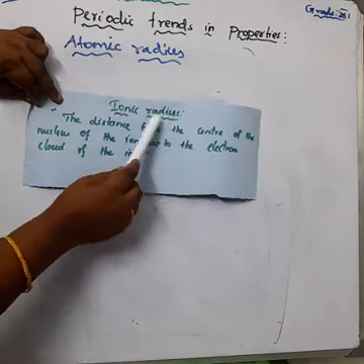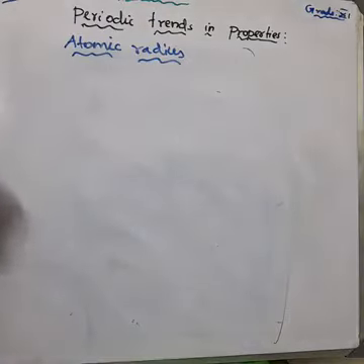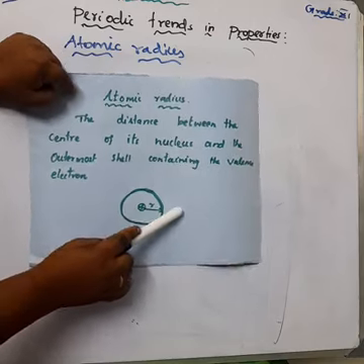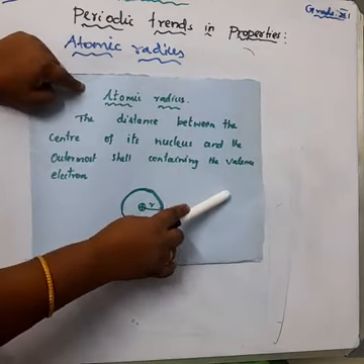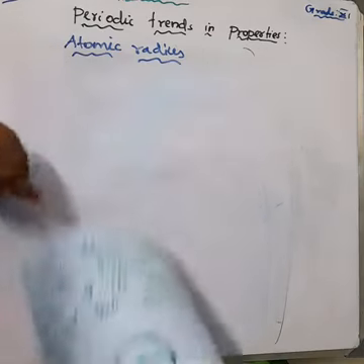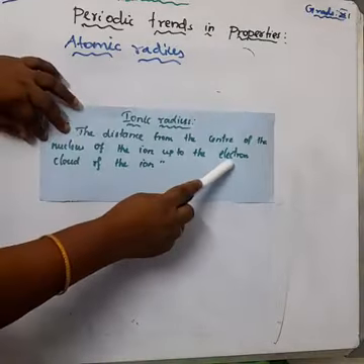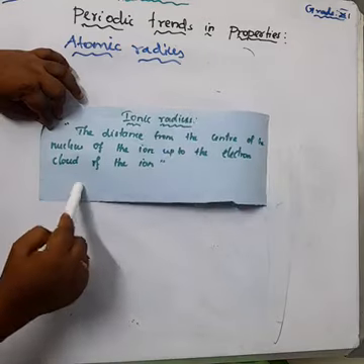Atomic radius means the distance between the center of the nucleus of the atom and the outermost shell containing the valence electron. Ionic radius means the distance between the nucleus of the ion and the outermost electron.